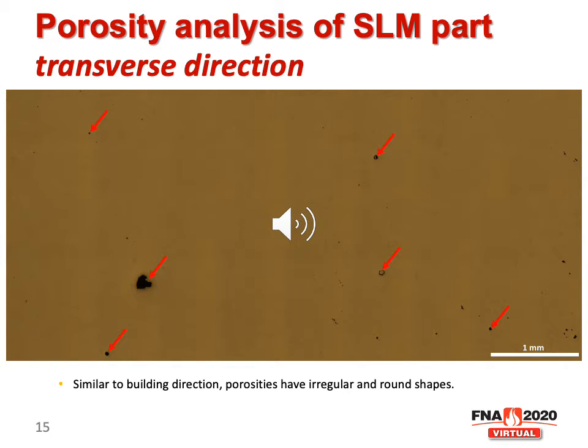A similar porosity analysis was conducted on the transverse direction of this selective laser melted part. Again, we can see irregular-shaped pores and round-shaped pores. So basically there are two types of pores for this part.